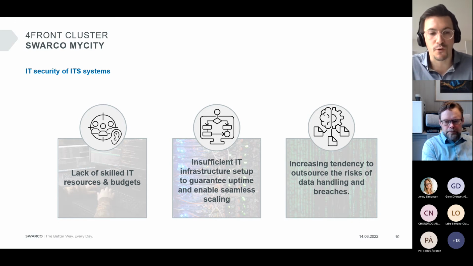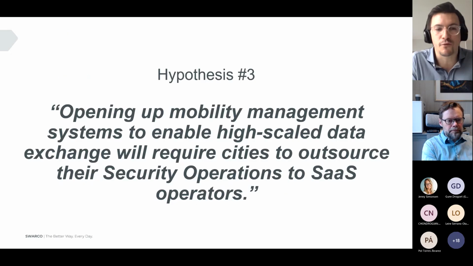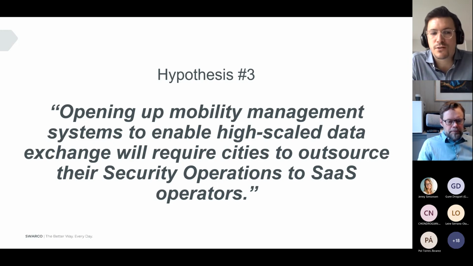So the third and last hypothesis I throw in the room is that opening up mobility management systems to enable high-scale data exchange will require cities to outsource their security operations to SaaS operators.